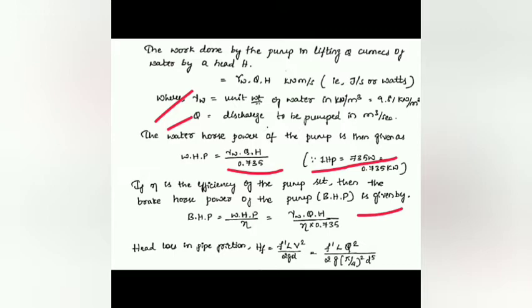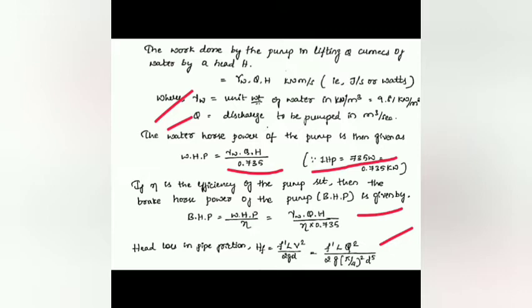Lastly, head loss is calculated by the formula HF is equal to F dash LV square divided by 2GD. So F is the frictional factor, it is dependent on the particular type of the pipe which is used. L is for length of the pipe, V is the velocity, and G is for the gravitational factor, and D is the diameter of the pipe.